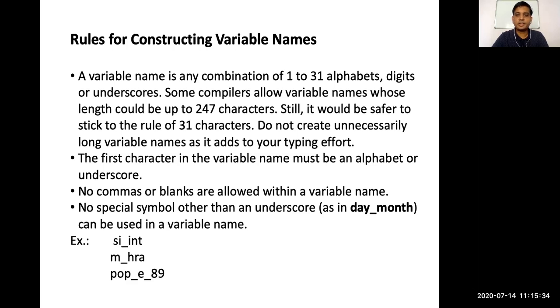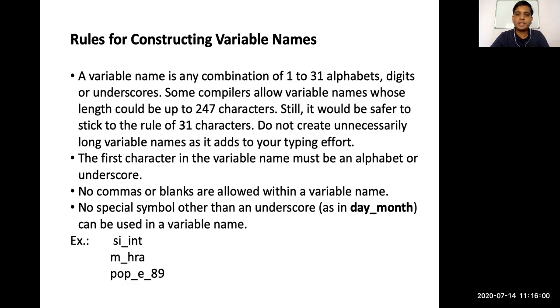The first character in the variable name must be an alphabet or underscore. It should not be a digit. This is the second rule. The third rule is that no commas or blanks are allowed within a variable name. We cannot have a comma within the variable name, and there is no blank space allowed in a variable name.